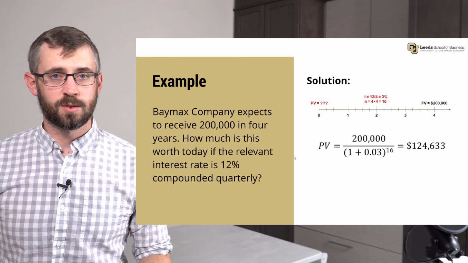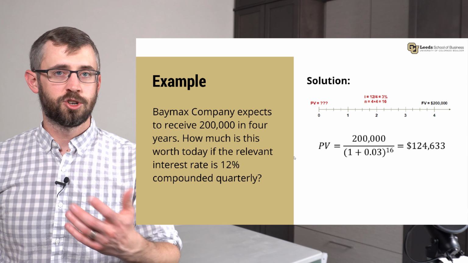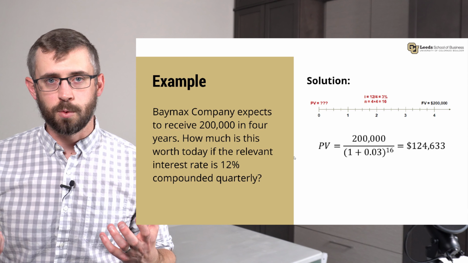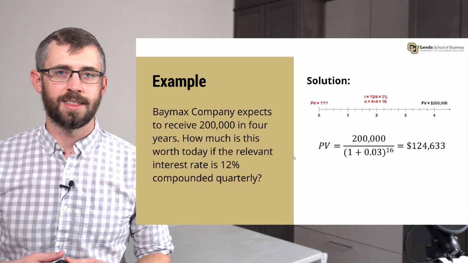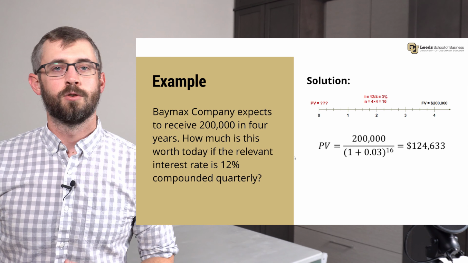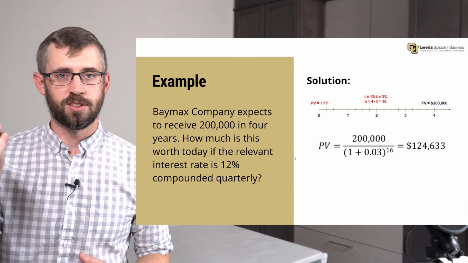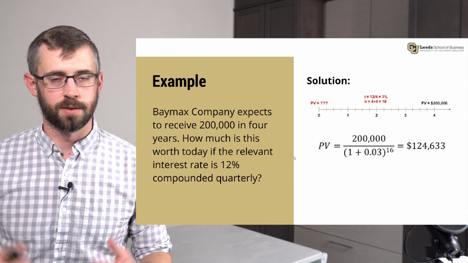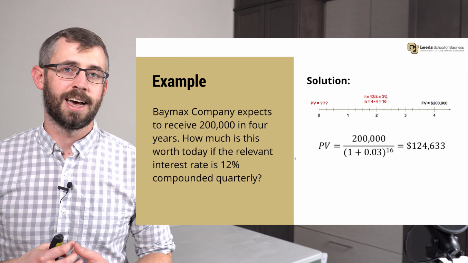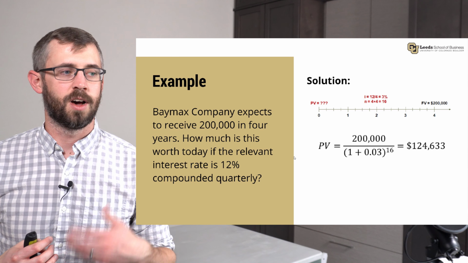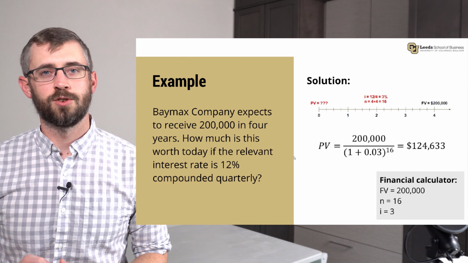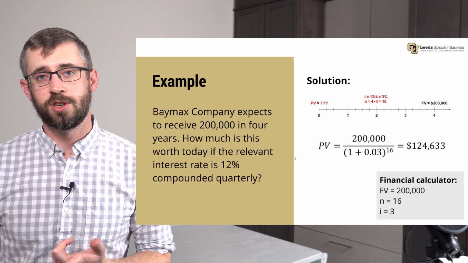And then we're going to use this present value formula where we take the future value of $200,000, that future lump sum, and ask what is that worth today? So we divide that $200,000 by 1 plus the interest rate, 1 plus 0.03, raised to the 16, the number of quarters in our calculation. And so this future $200,000 payment is really only worth $124,000 today.